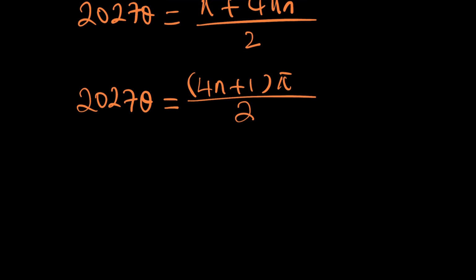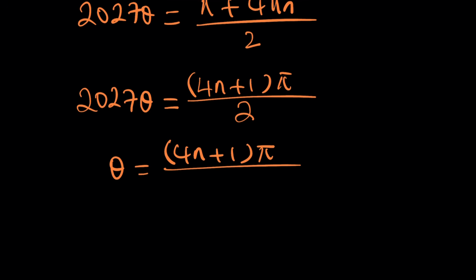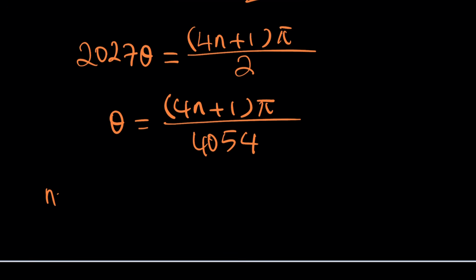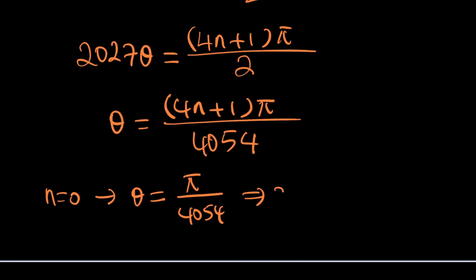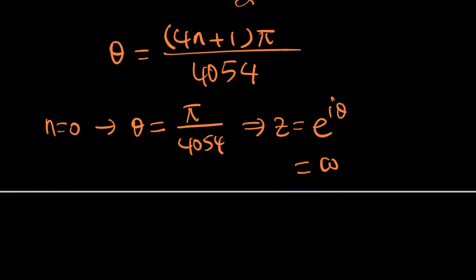Now, at this point, we can go ahead and multiply both sides by 1 over 2027, or divide by that. So theta would be 4n plus 1 multiplied by pi divided by 2 times 2027, which is 4054. Again, n is an integer. So if you take n equals 0, for example, from here theta is going to be pi over 4054. And of course, z would be e to the power i theta, which is e to the power i that. And this is equivalent to cosine theta plus i sine theta, thanks to Euler again. Oops, I was supposed to write theta, but I wrote pi.